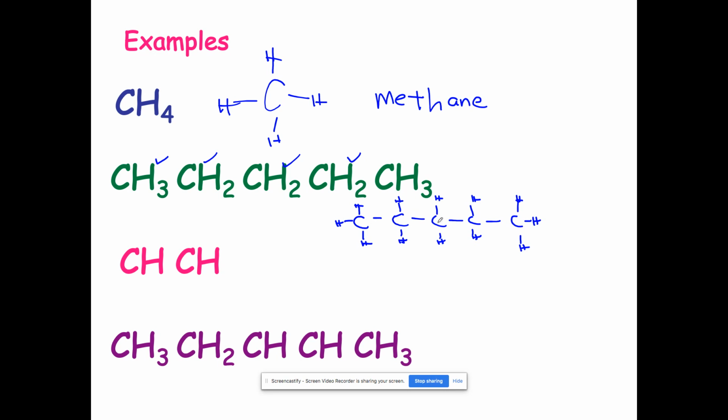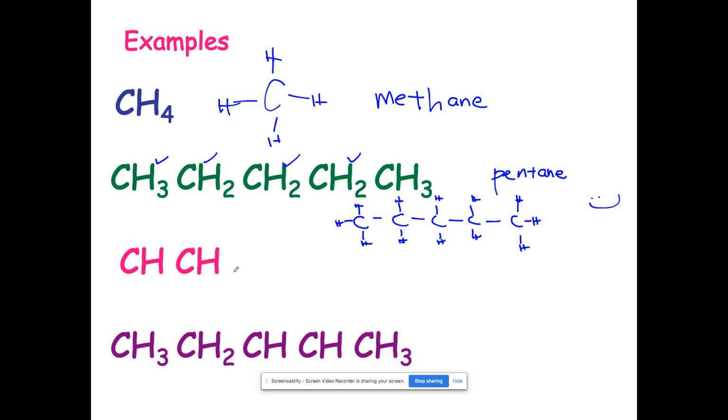1, 2, 3, 4, 5 carbons. Go to table P. 5 carbons is the prefix pent. What kind of bonding do I have? I have all single bonds. Single bonds are saturated, and those are alkanes. So I end it with ane, pentane. All right, doing great. I can tell.